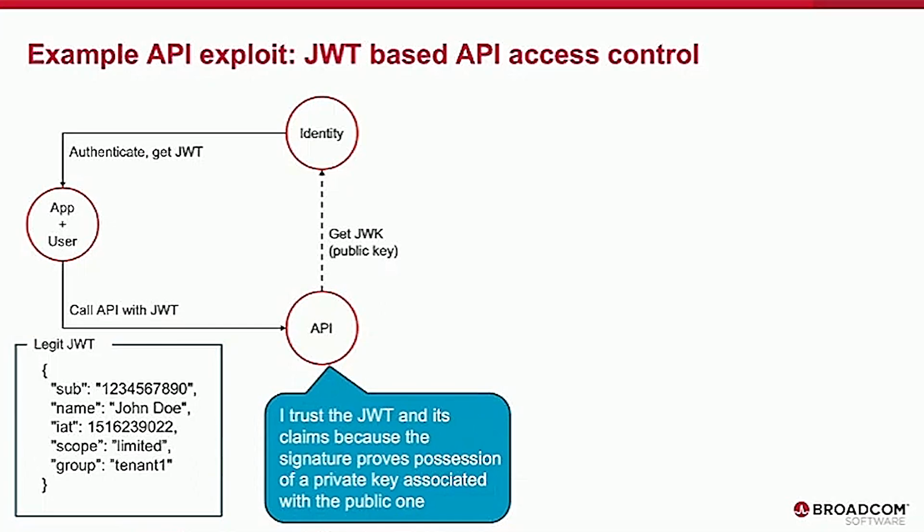So you can see what would be some of the stuff that you would find inside a JWT there. On the left side, you've got a subject. You might have some attributes like names, when the token is expired, what are the scopes, there might be some groups and a whole bunch of different claims that are used at the API layer. And on the API runtime, you trust the JWT and its claims, everything that the JWT is including, because the signature proves the possession of a private key associated with that JWK. That's the basis of your trust, right?